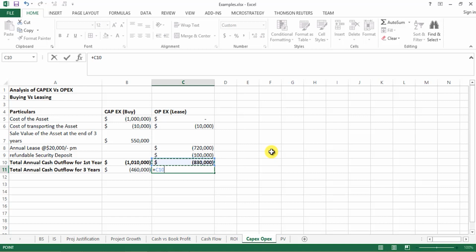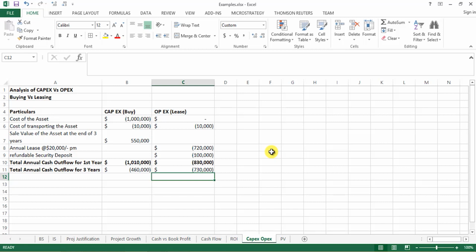Okay, so here we're going to compute $10,000 plus $720,000, and we're going to ignore the security deposit for the time being because we paid it in the first year and receive it back at the end of the third year, so that effect nullifies. So the total outflow which we incur is $730,000. So now you understand that your computations are changing.